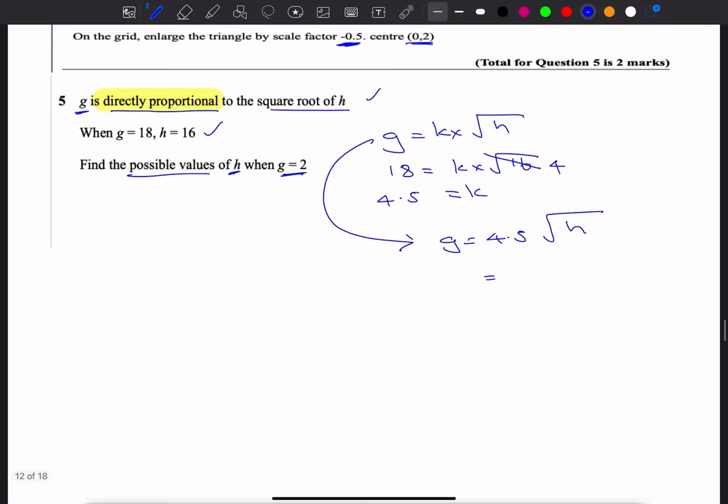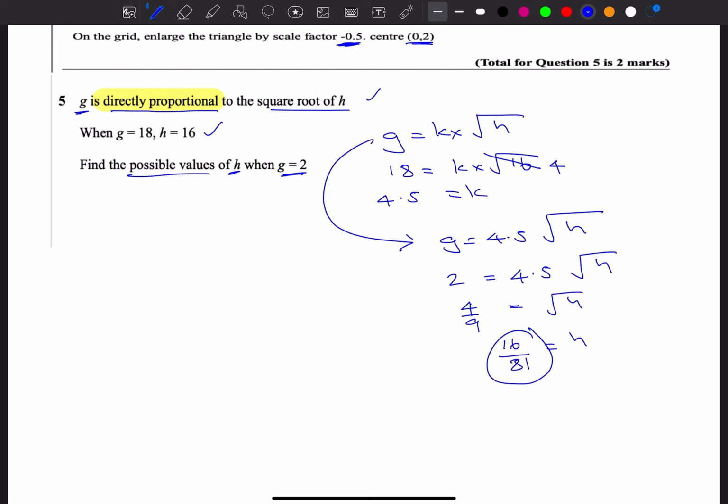What if g is 2? So 2 equals 4.5 times square root of h. So you divide it, square root of h. 2 divided by 4.5 gives you a proper fraction, isn't it? It gives you 4 over 9, I think, if you divide it. I'm just going to keep it as 4 over 9. Square root of h goes to the other side. It's going to be squared. So if you square it, 4 squared is 16 over 9 squared is 81. So 16 over 81. I'm just going to leave it like that.